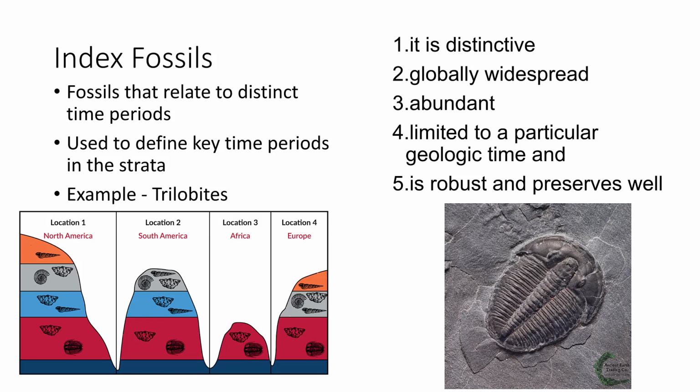For example, trilobites are always found in a certain layer. For a fossil to be an index fossil, it has to be distinctive, globally spread, highly abundant, limited to a particular geologic time, and is robust and well preserved. Trilobites are a great example of this because they are global, well preserved because of their hard exoskeleton, and they're only found in a certain geologic time frame.